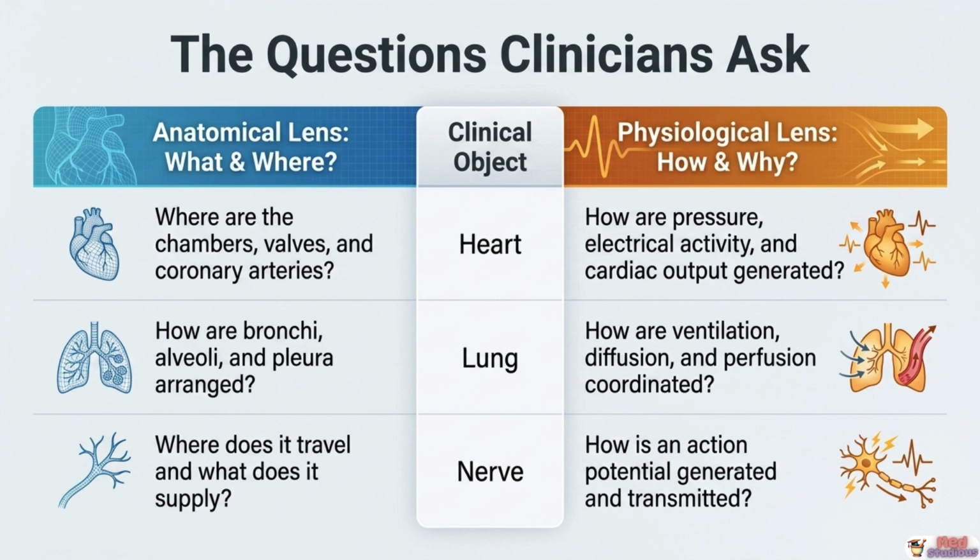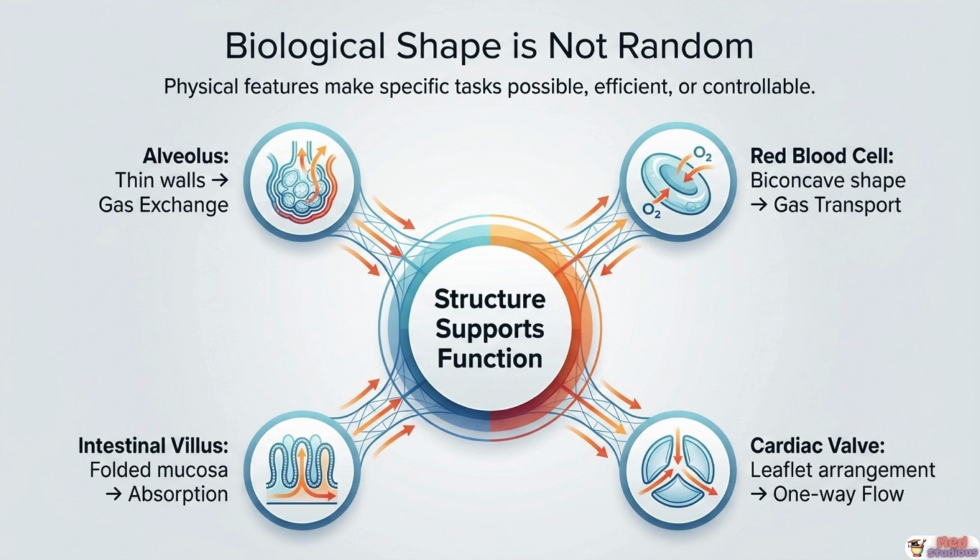Physiology explains filling, ejection, electrical conduction, pressure gradients, and cardiac output. These are different questions, but they belong to the same organ. In clinical practice, we move continuously between them. We identify the structure, understand its normal function, and then predict the consequence of disease. The structure-function principle means that physical form helps make biological activity possible.